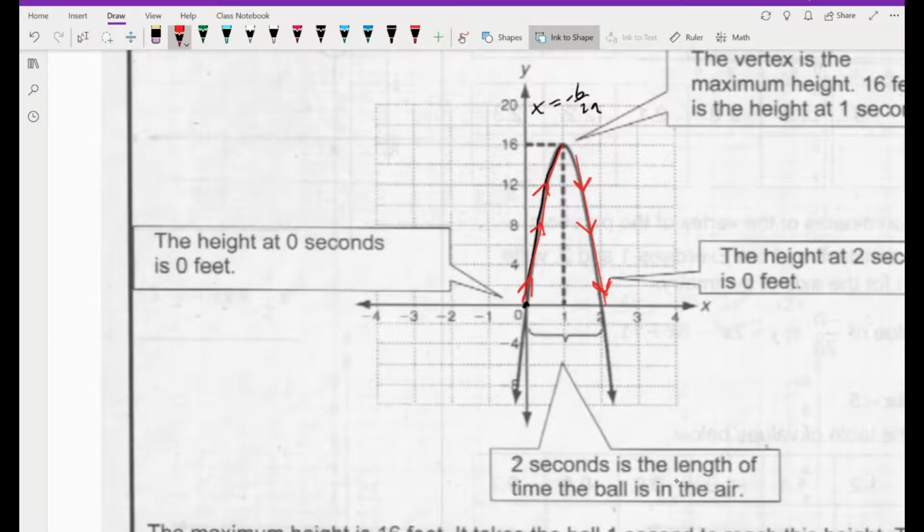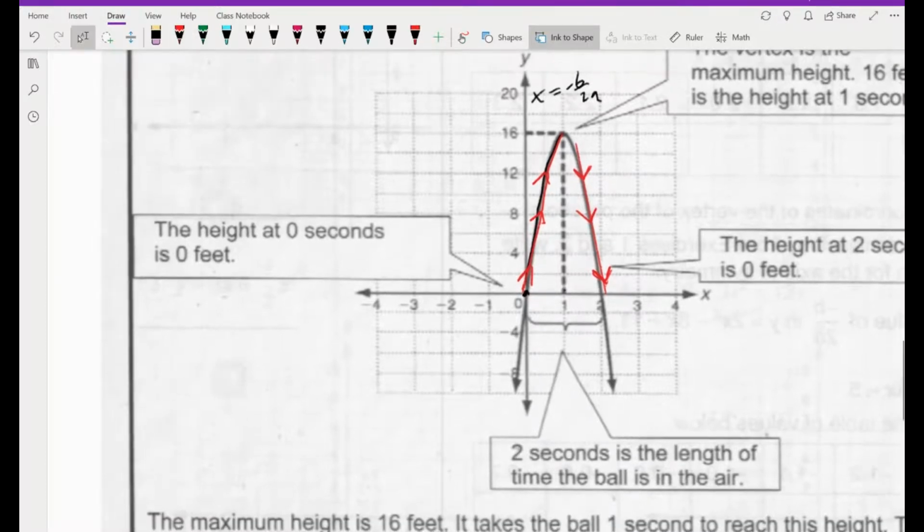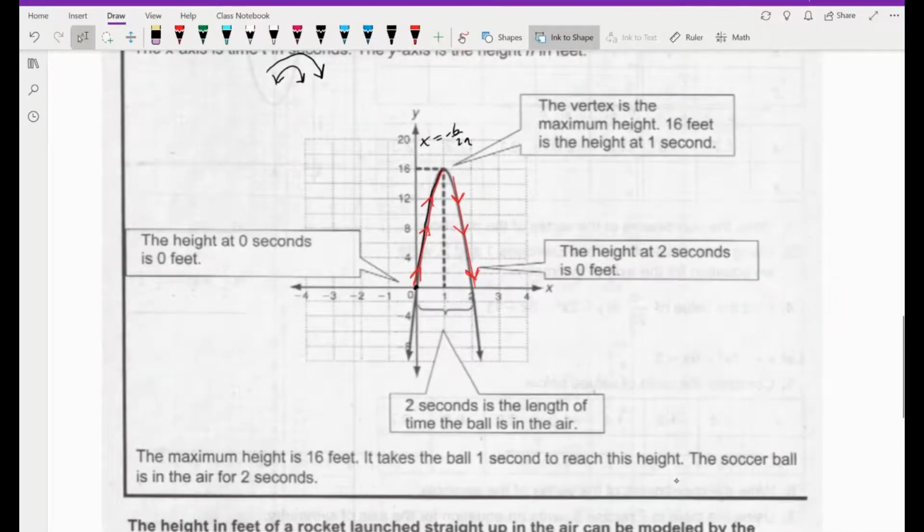So if it takes 1 second for it to go up, it will take 1 second for it to come back down. So if it takes 1 second to reach maximum height, in another second it'll be back to the ground. We know it spent 2 seconds in the air, as you can see on the note sheet. The vertex here is (1, 16). Remember, the x-axis here is time, and this is height. So at 1 second, it was at its highest point, which is 16 feet.